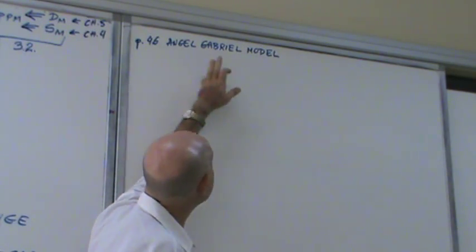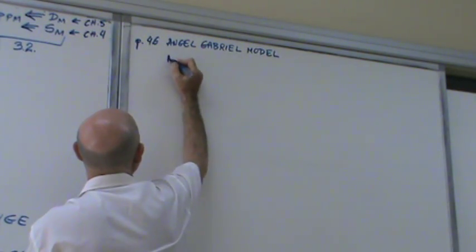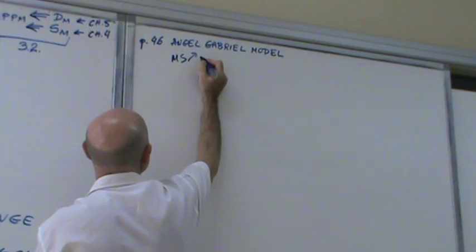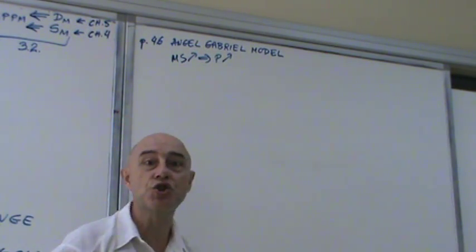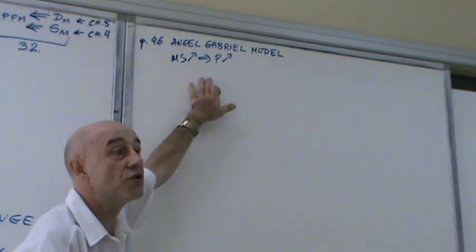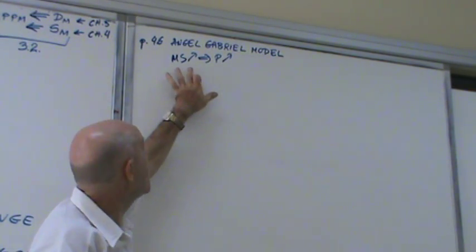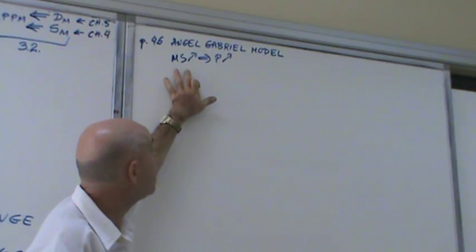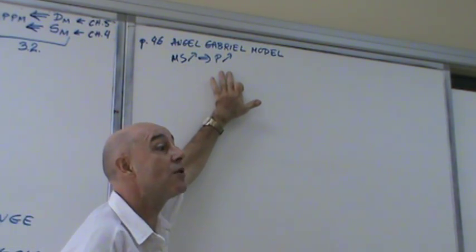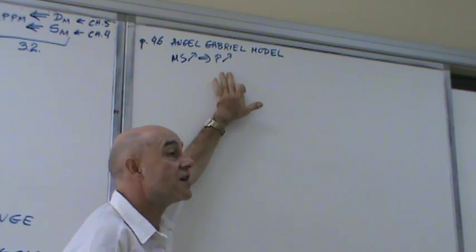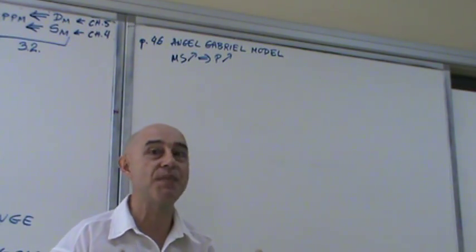So, in the Angel Gabriel model, money supply goes up, and the result is that very, very soon, prices will go up. And if Angel Gabriel doubles the money supply, you will get more or less double the price increase. The result is that nobody's better off.